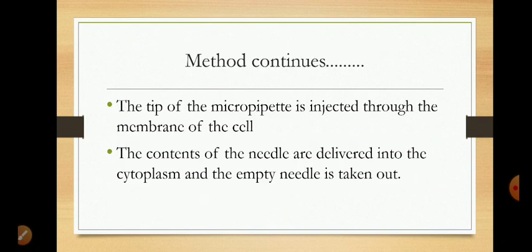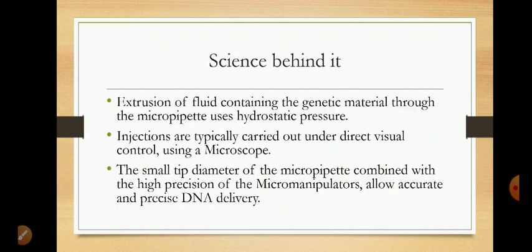So the method continues as I have explained earlier. It is delivered to the cytoplasm, or it may be delivered to the nucleus of the cell. So what is the principle behind it? Hydrostatic pressure, as I have already told, it is the hydrostatic pressure that is used in the micropipette.